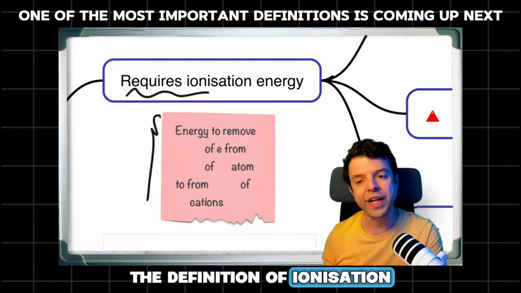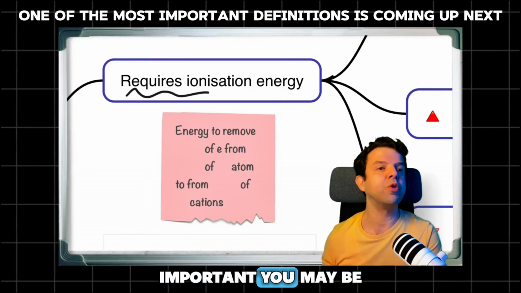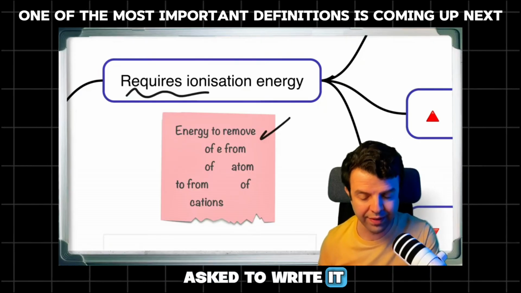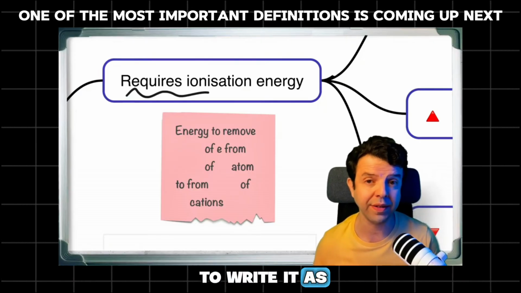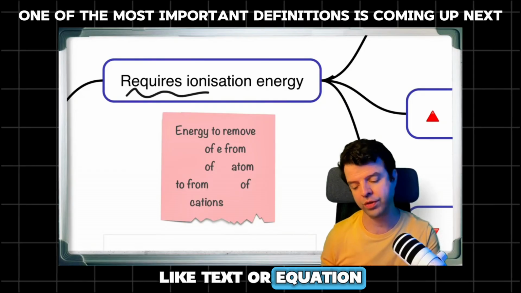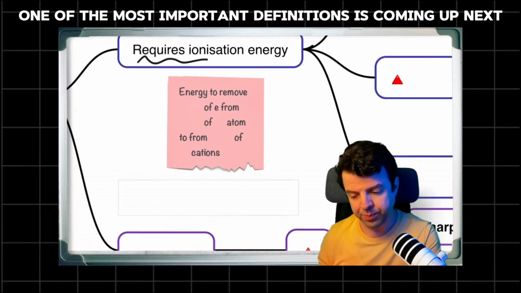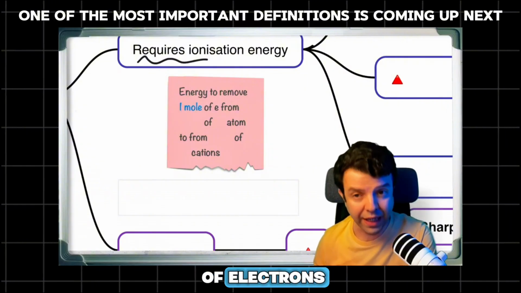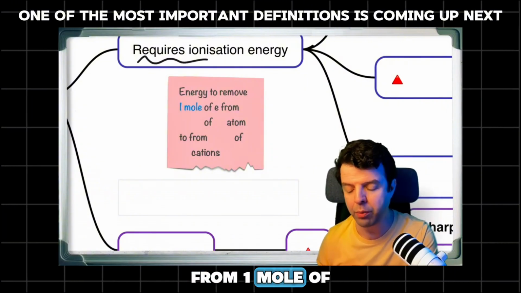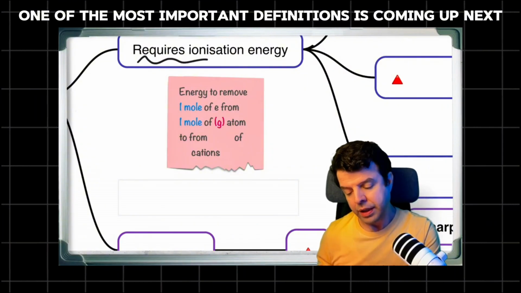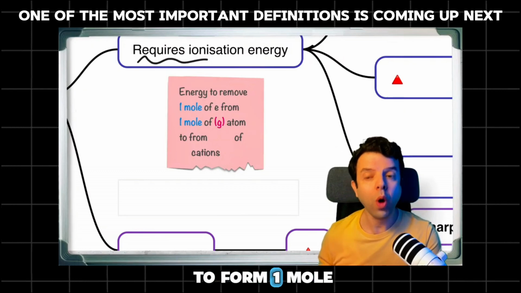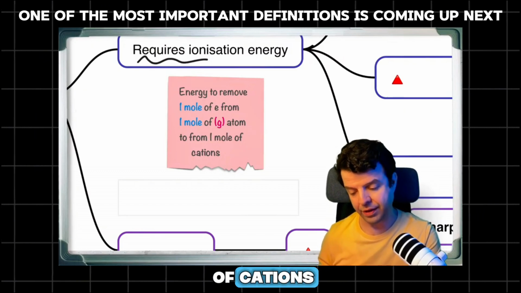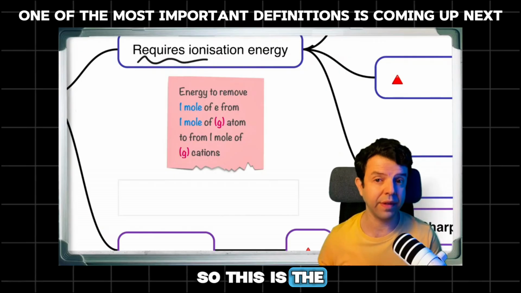The definition of ionization is super important. You may be asked to write it. You may be asked to write it as an equation, like text or equation. Let's start with text. It is the energy to remove 1 mole of electrons from 1 mole of neutral atoms in the gas form to form 1 mole of cations. So this is the definition.